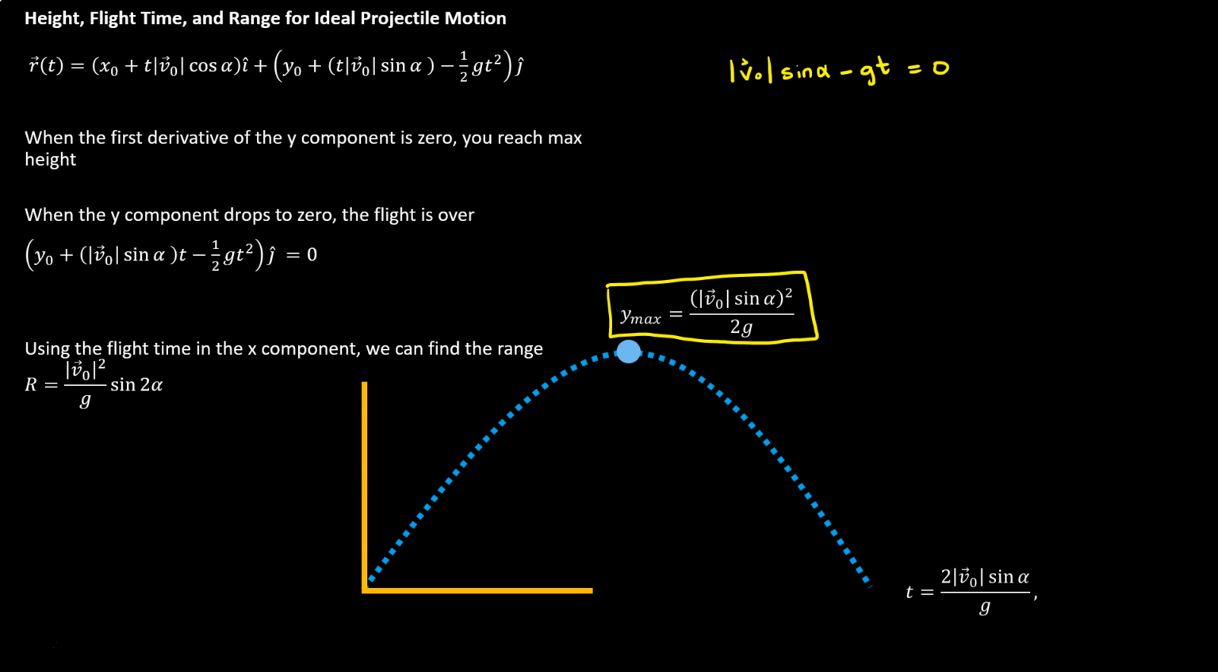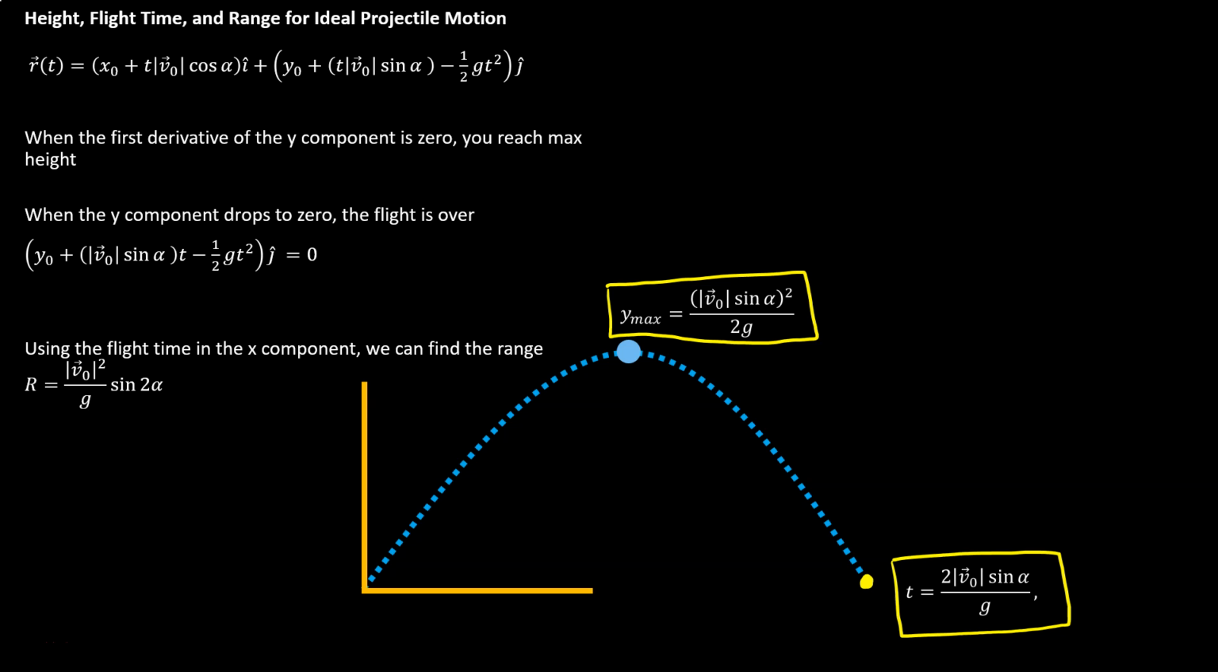Another thing that we know is that when the y component drops back down to 0, the flight is over. So maybe we started on the ground, that's fine, but then the height increased, so the y component was no longer 0. And then as the object starts to fall down towards the ground, eventually it will hit the ground and have a y component of 0. So setting that equal to 0, that will tell us the total flight time. Total flight time is represented by 2 times the magnitude of the initial velocity vector sine alpha divided by gravity.